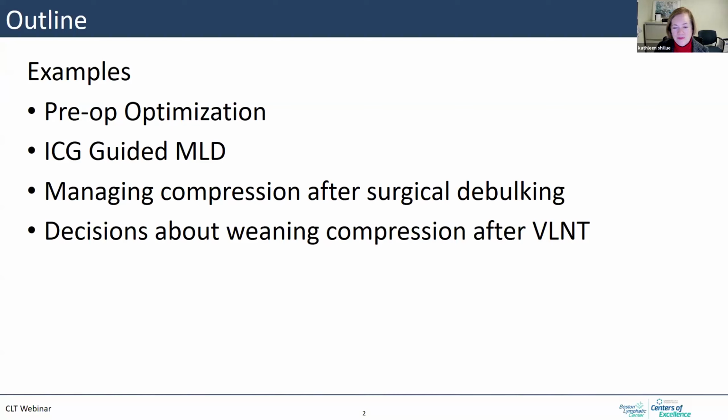So 4 examples of when we're using the imaging to help really reinforce our decision making is with preoperative, we call it optimization of the patient's edema control before they head into any type of surgical procedure. With ICG guided MLD, also managing compression after surgical procedures like the surgical debulking and the lymph node transplant.